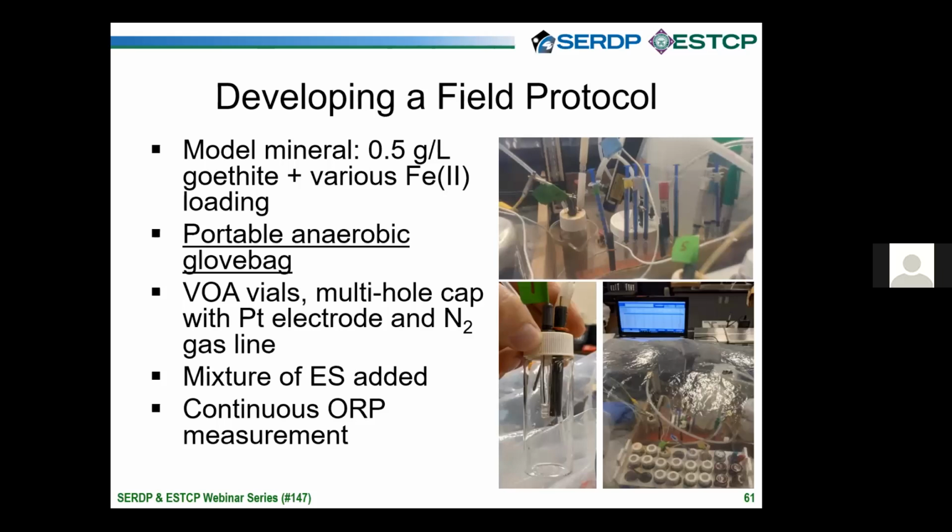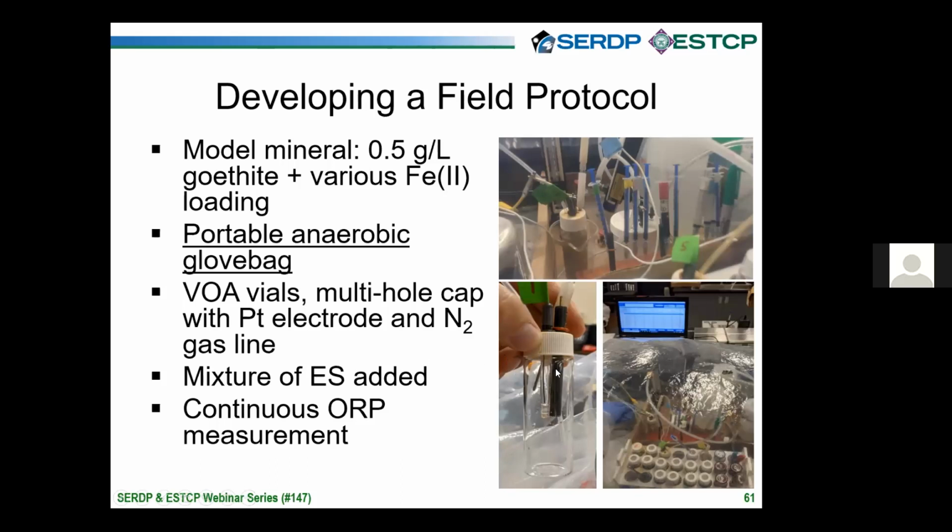Then we want to see if the same measurement can be achieved using a more field-friendly procedure. Here we're still using the model minerals, but switching from the anaerobic glove box to a portable glove bag. We recognize a glove bag is still not very ideal for field measurements, but at least it is a workable solution if the anaerobic condition needs to be maintained in the field.